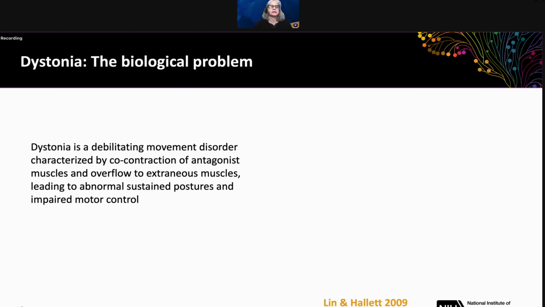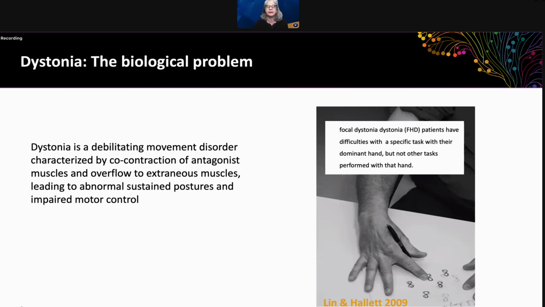So dystonia is a debilitating movement disorder that is characterized by contraction of the muscles. Typically what we see is when the subjects try to do a particular movement, they can't, but it's not for every action in the hand, it's for a particular one. This is an extreme case where the patient has problems simply when they write the number 8. It's a very common, very repetitive activity, the kind that patients have issues with.